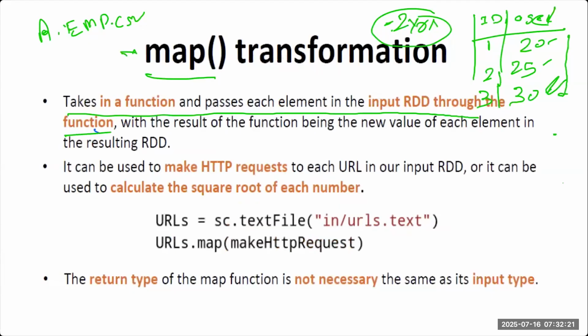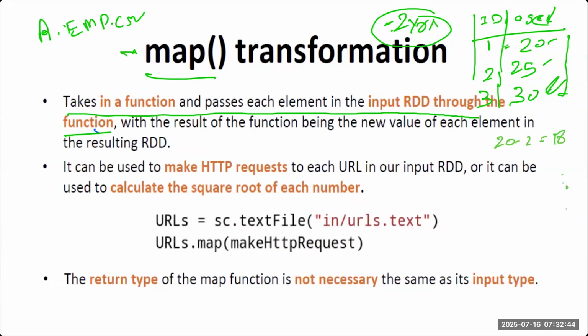So here in the map, from one element you are getting just one element, right? What I mean is, it will take this element 20 and subtract 20 minus 2. It will return you 18, right? Here it will return you 23. Here it will return you 28. So from one element, it will return you only one element.